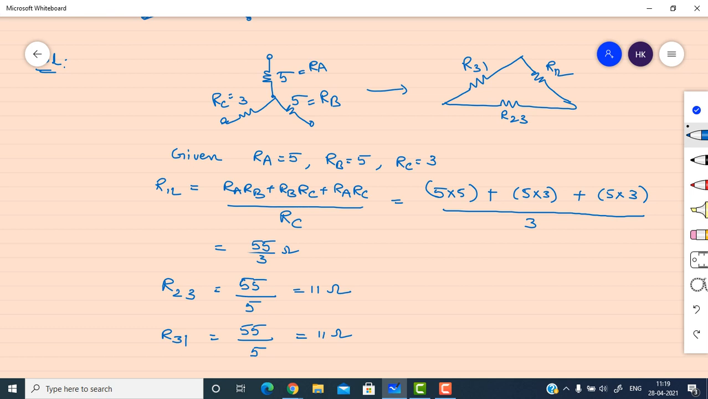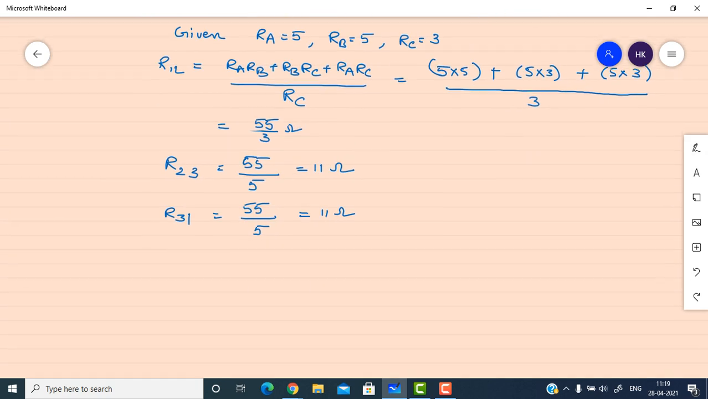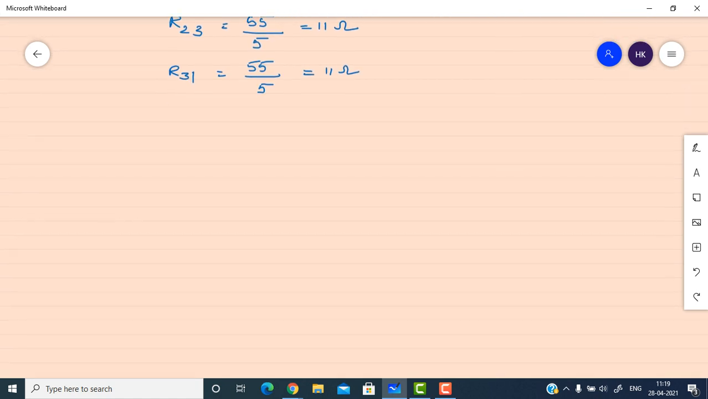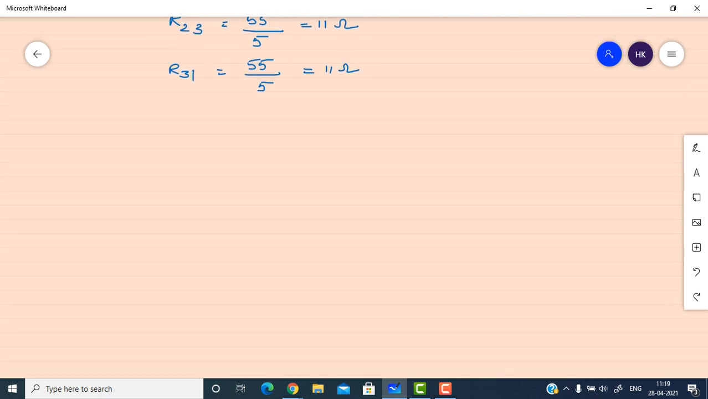Now I will give you a problem. It does not consist of only a star connection or only a delta connection. It consists of different connections: series, parallel, delta connection, star connection. So how can you reduce the network and find the equivalent resistance? Let's see that. I will give the problem, first you try, then I will explain the solution.